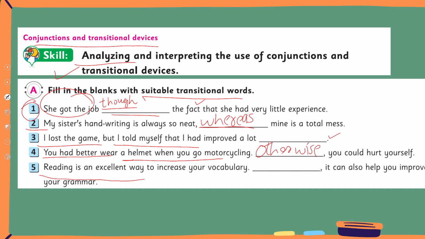Reading is an excellent way to increase your vocabulary. Furthermore, or in addition, it can also help you improve your grammar. Now, have you thought about this one yet? Let's understand this. I lost the game, but I told myself that I have improved a lot. So we can use a word like either way. This is a transitional phrase that we can use. Otherwise.